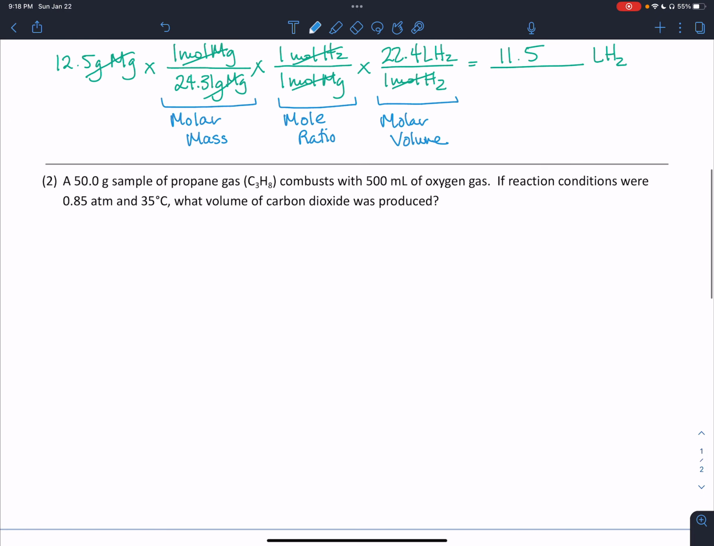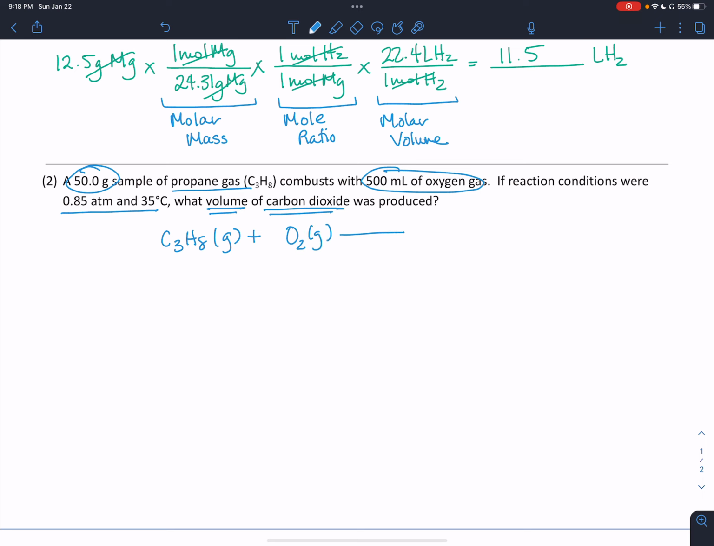So let's try one when we're not under STP conditions. Number 2: a 50-gram sample of propane gas combusts with 500 milliliters of oxygen gas. If reaction conditions were 0.85 atmospheres and 35 degrees Celsius, what volume of carbon dioxide was produced? Again, we need a reaction. It says combust, so this is going to be a combustion reaction. C3H8 is propane, and then it's going to react with oxygen gas, and we know that all combustion reactions produce carbon dioxide gas and water vapor.